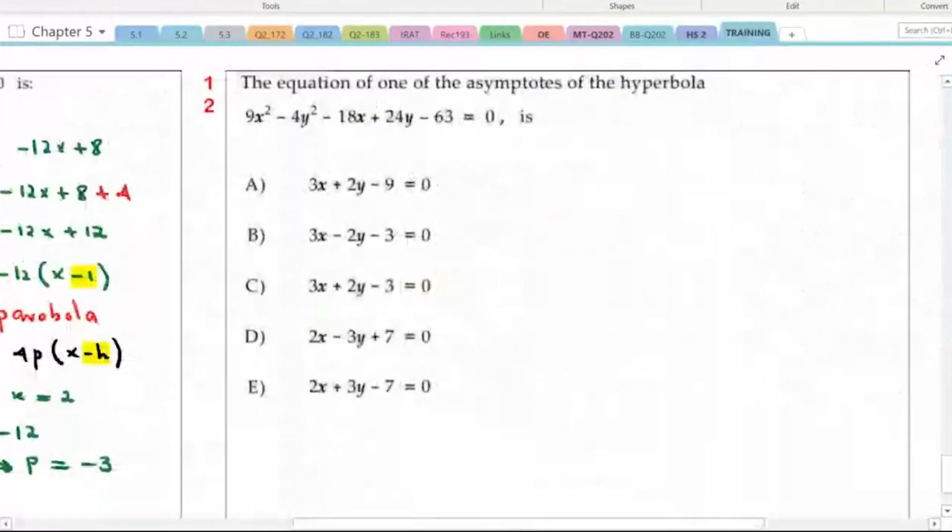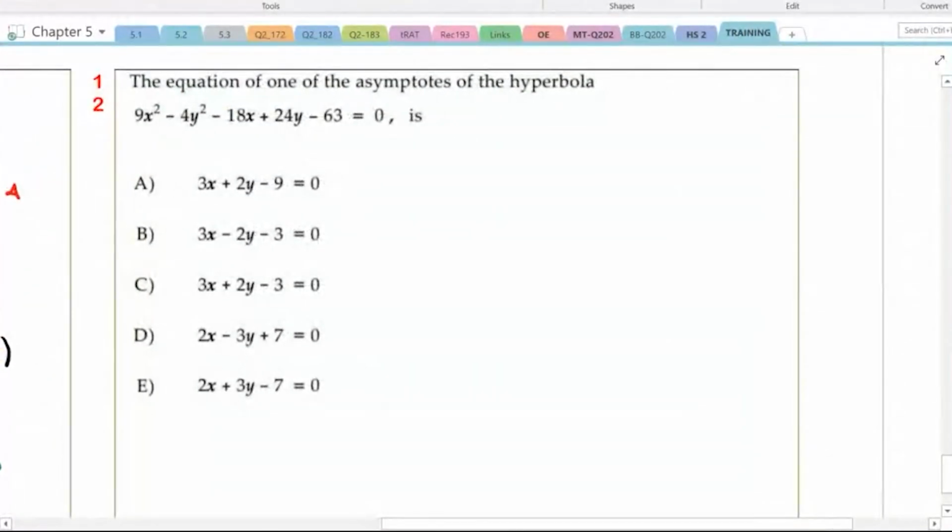Okay, let us continue. Number 12. Here the question asks for the equation of one of the asymptotes of the hyperbola. Just like what we did for the parabola, we also have to do completing the square in the case of the hyperbola. But when we have a hyperbola or an ellipse, we need to be very careful in completing the square. So let us collect the like terms together.